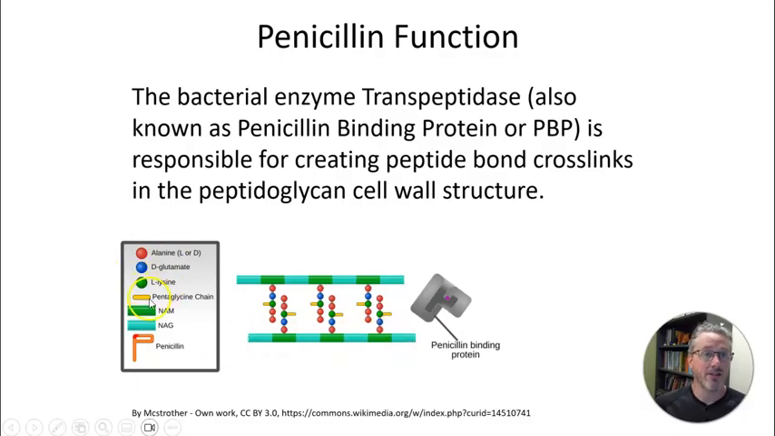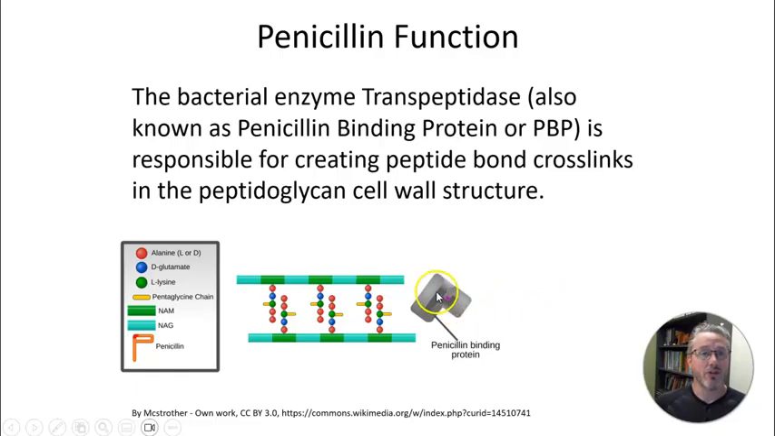Again, there are these other symbols that represent these different amino acids. So off of the NAMs, we've got this amino acid chain. Off of this NAM, we have another amino acid chain. And then the last thing we're showing here currently is a representation of this transpeptidase enzyme. Again, it's also called penicillin binding protein. So let's watch what penicillin binding protein, or transpeptidase, is supposed to do.